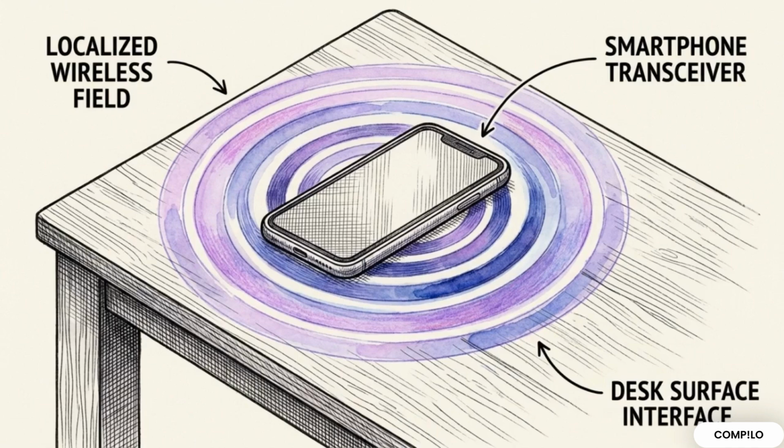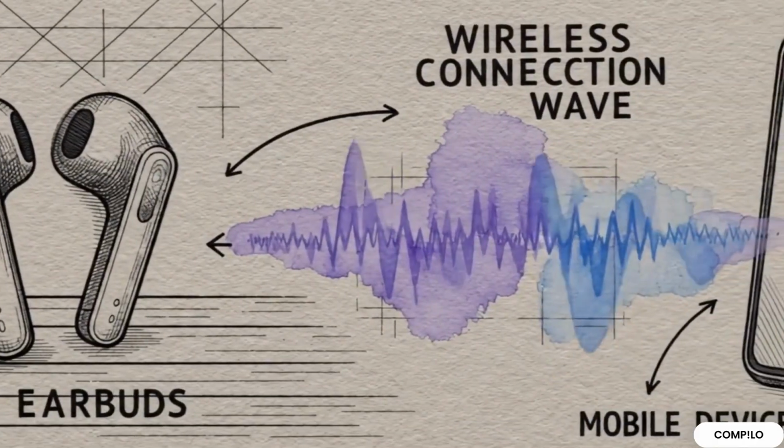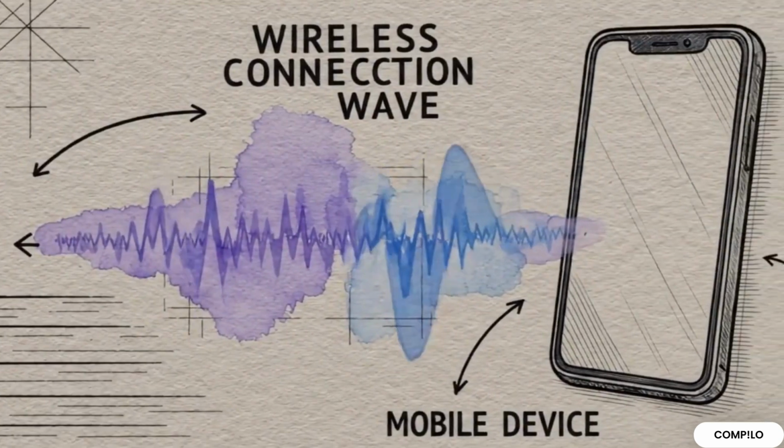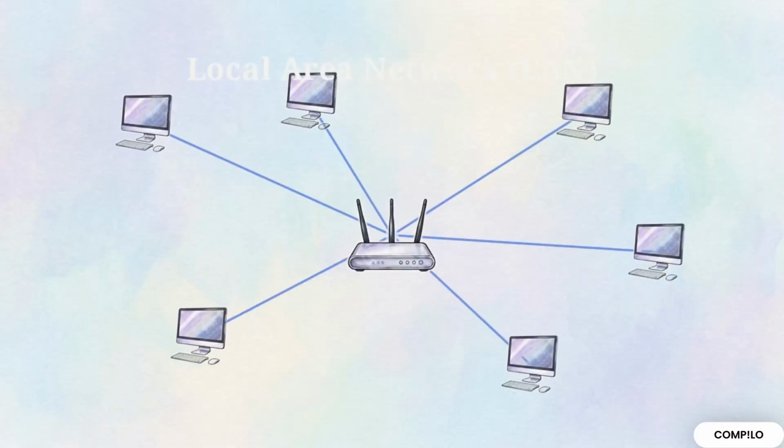Networks scale to fit their environment. The smallest is a personal area network, or PAN. When you pair wireless earphones to your phone over Bluetooth, you create a network with a range of just a few meters. Step up one level, and you have a local area network, or LAN.